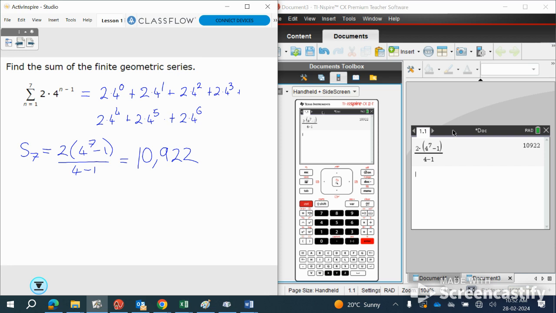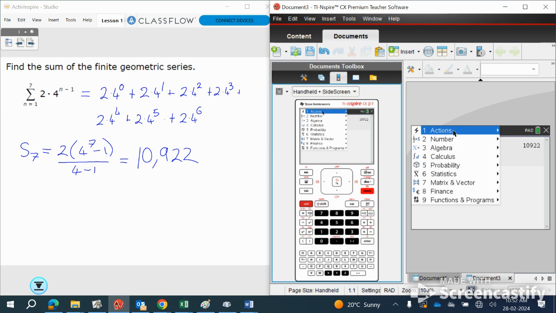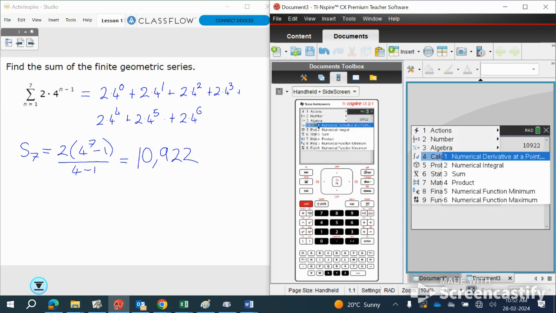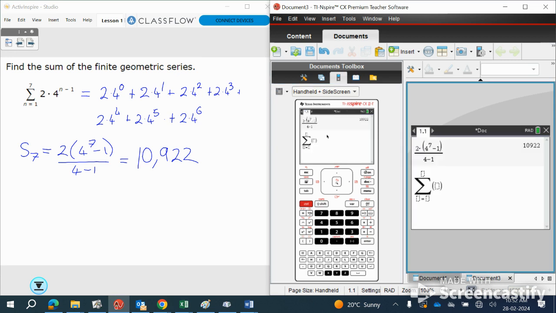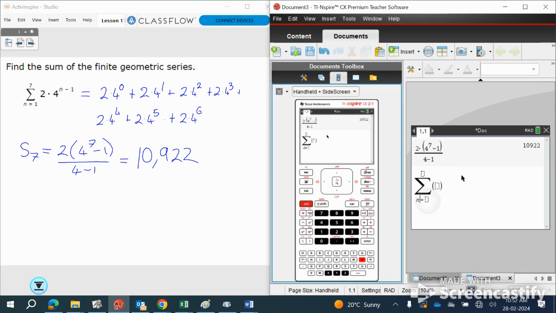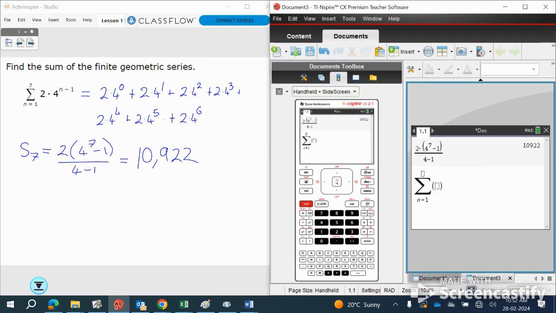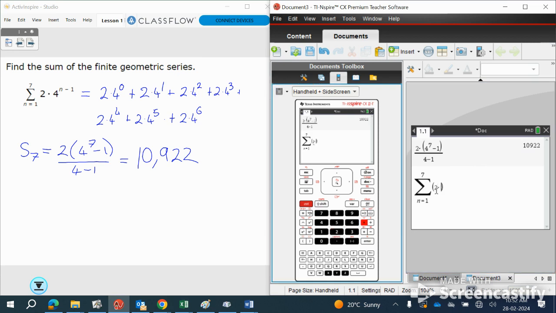So take your calculator in your hand now. Press menu. Choose calculus. Choose sum. We get the formula. We can type it in, and it starts off at 1. It goes up to 7. We've got the formula 2 times 4 to the power of n minus 1. So we're allowed to use that in the test.